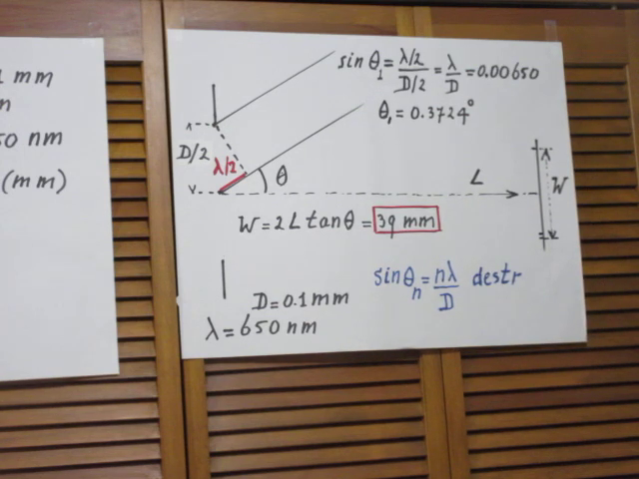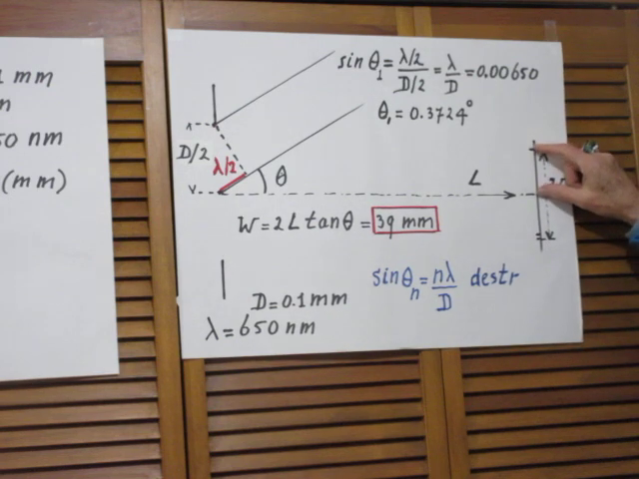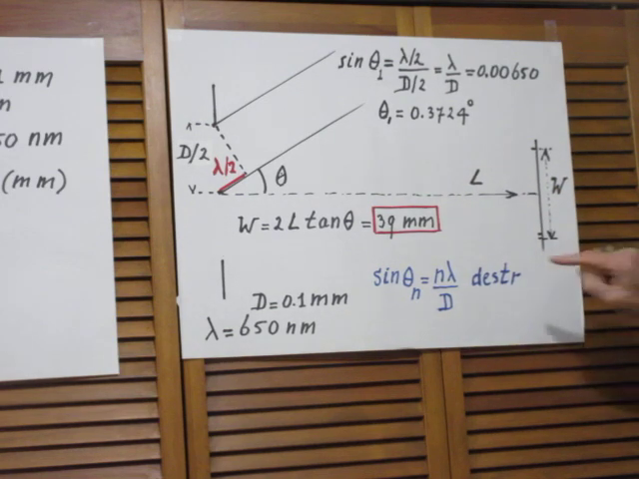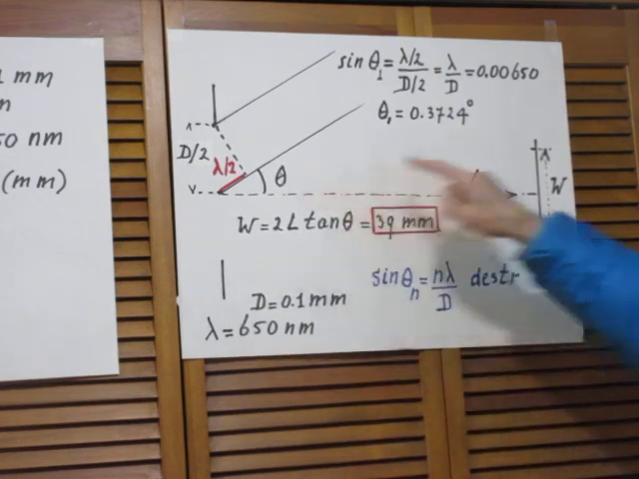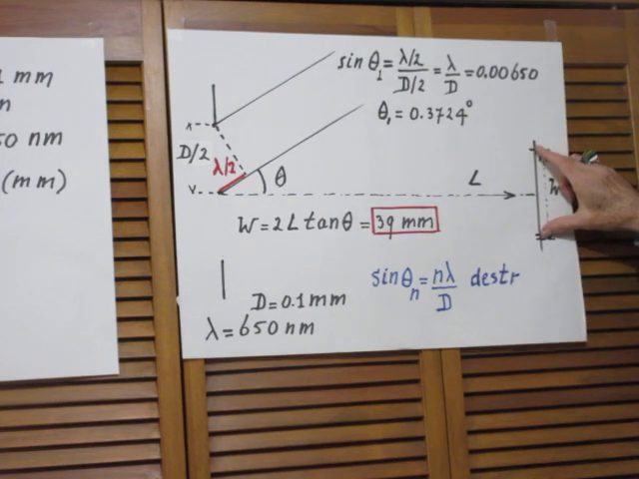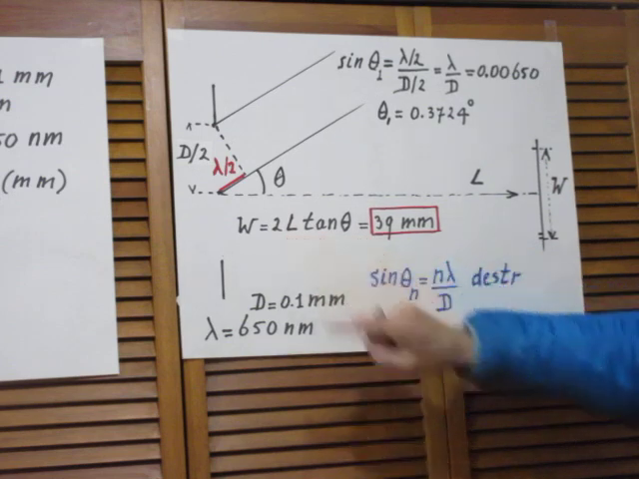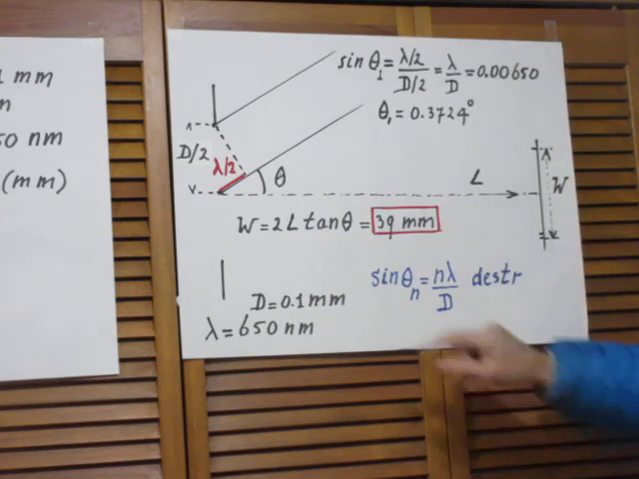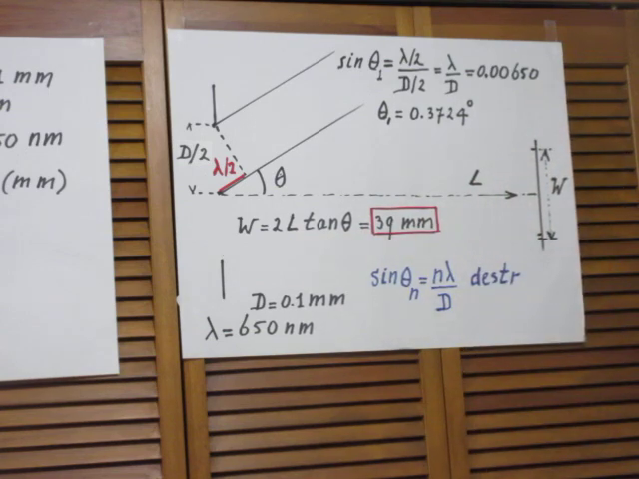Well, clearly, this here is L times the tangent of the angle theta. You can make that triangle for yourself. But we want the whole thing, and so we have to multiply by 2. And so W, which stands for Walter, is 2L tangent theta.